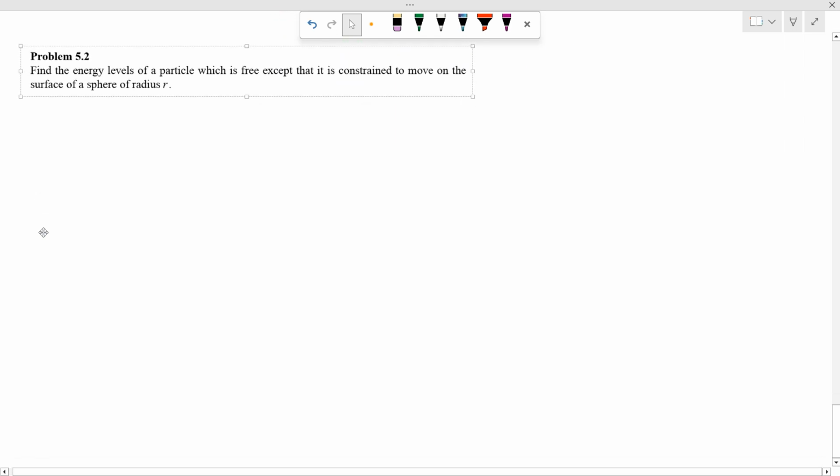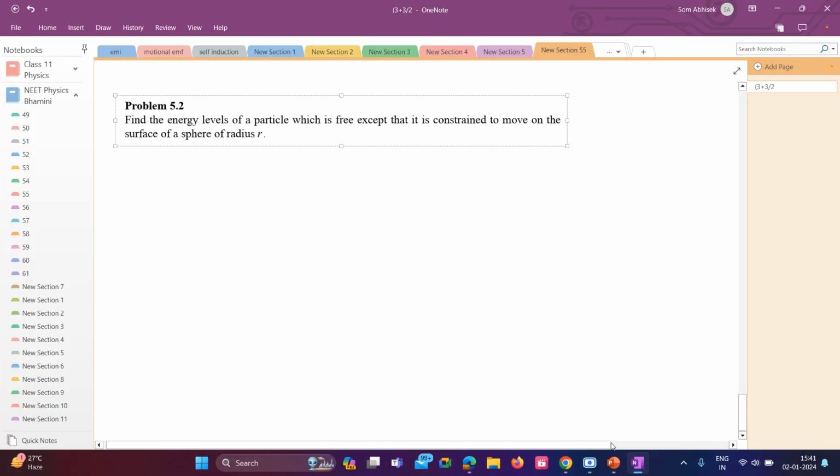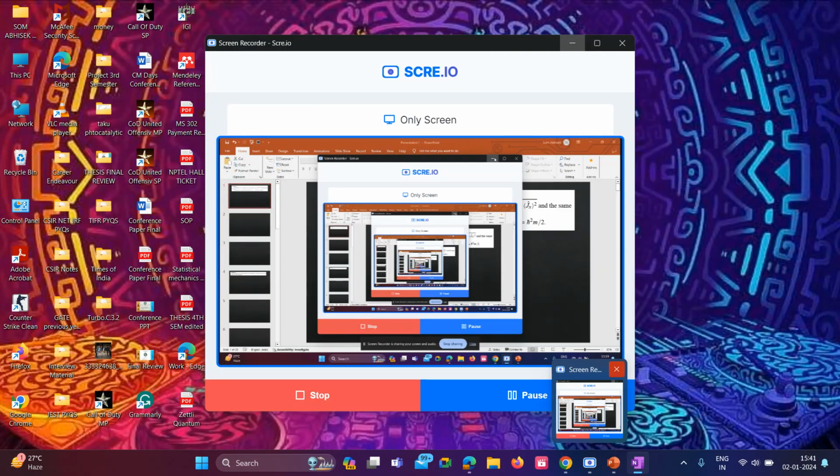Okay. This is the question. Find the energy levels of a particle which is free, except that it is constrained to move on the surface of a sphere of radius r.